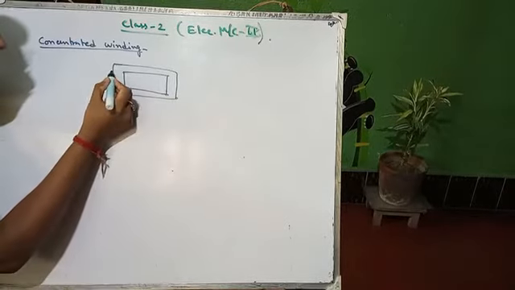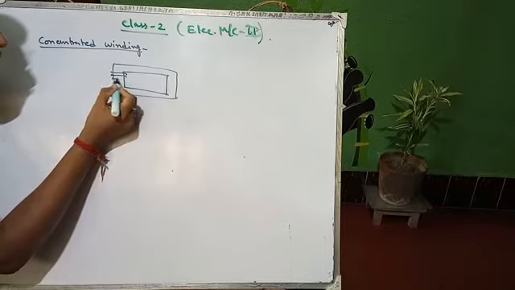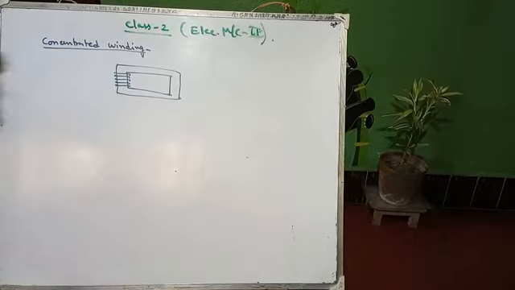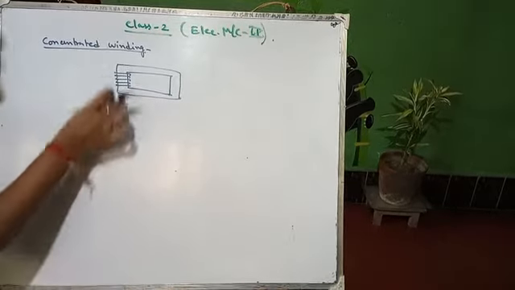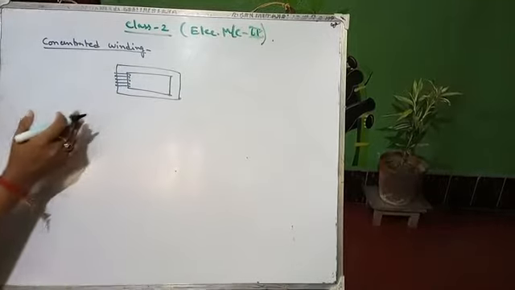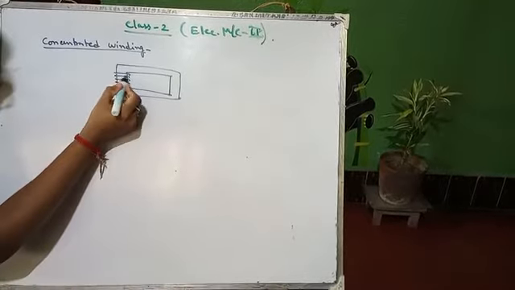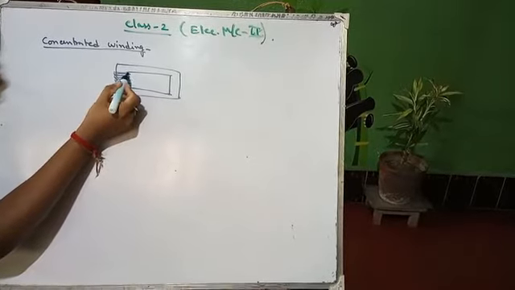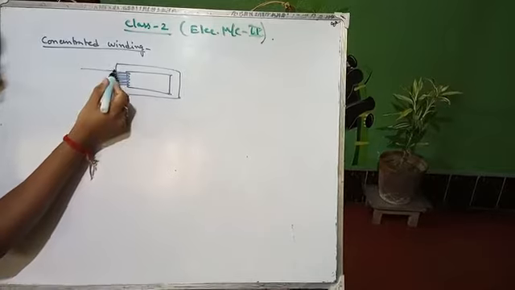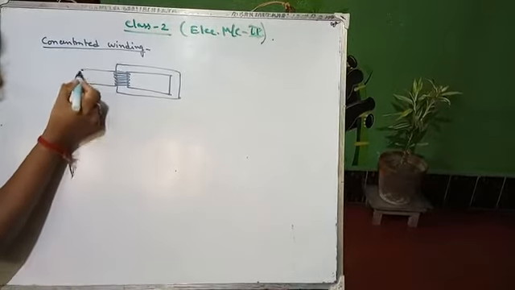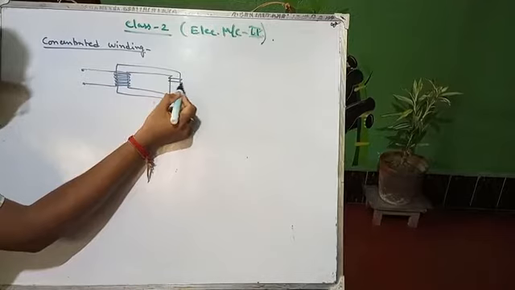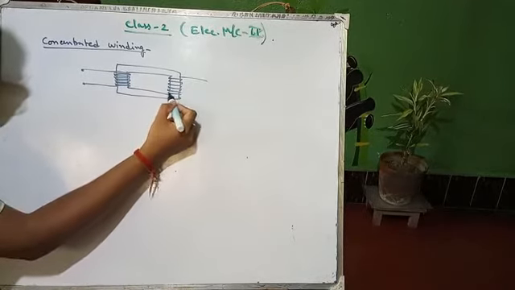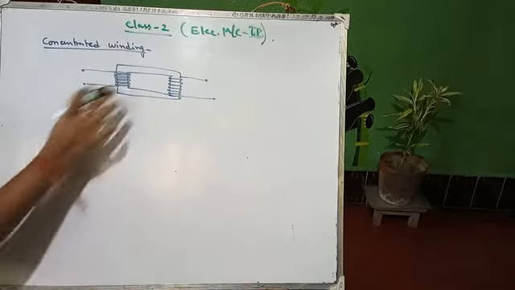Over the primary limb we have a winding. This winding has multiple layers, right? All of you are very much familiar with this concept that a limb consists of multiple layers of the winding. So these windings are concentrated winding, and similarly the secondary limb also has concentrated winding. So these are called concentrated.